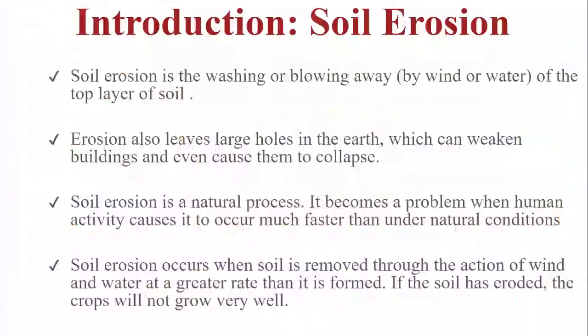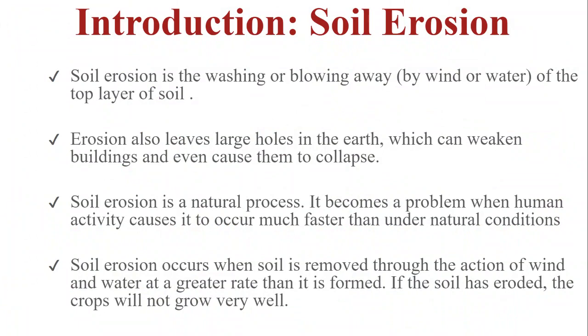Children, erosion also leaves large holes in the earth which can weaken buildings and even cause them to collapse. Though soil erosion is a natural process, it becomes a problem when human activity causes it to occur at a much faster rate than under natural conditions. Children, soil erosion occurs when soil is removed through the action of wind and water at a greater rate than it is formed.